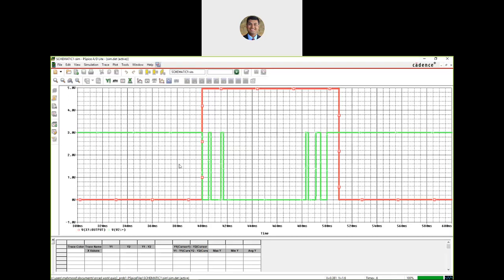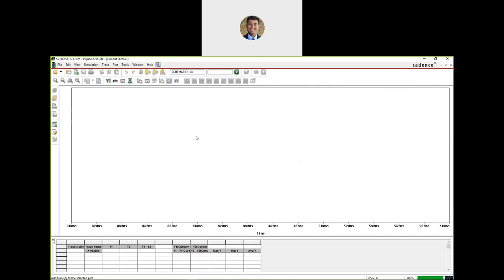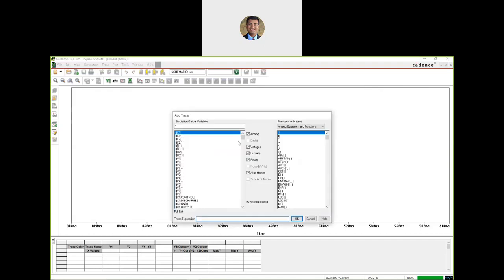So now the question is, how do I monitor average power in PSpice? So what I'm going to do is I can delete these two traces. I don't need them anymore. I will delete this. I will delete this. I have a blank window. I will right click and I will say add trace.